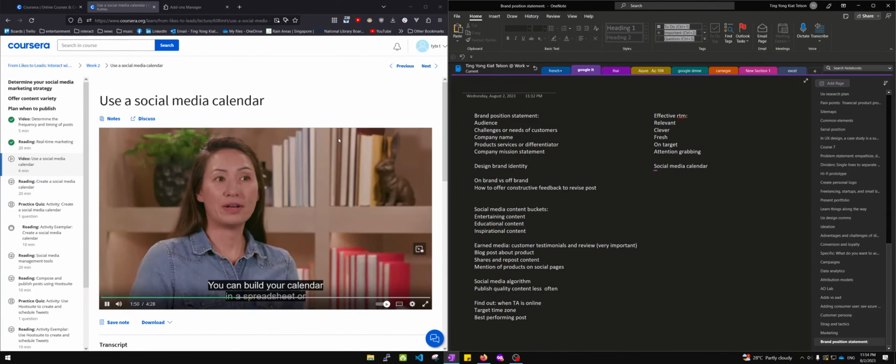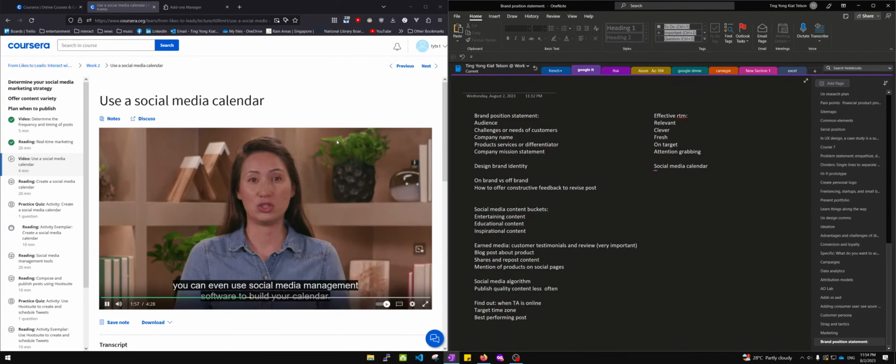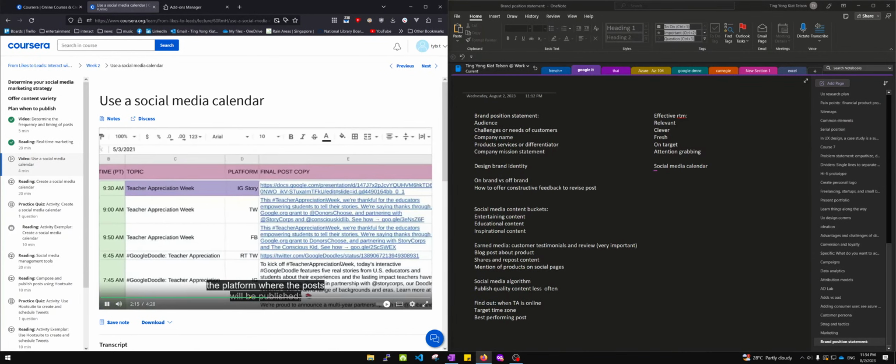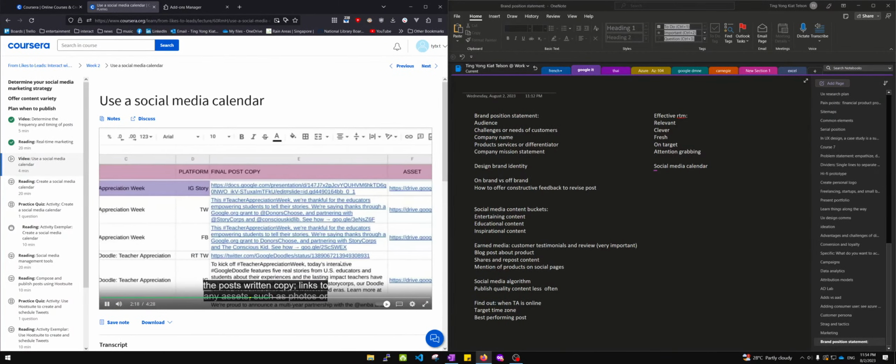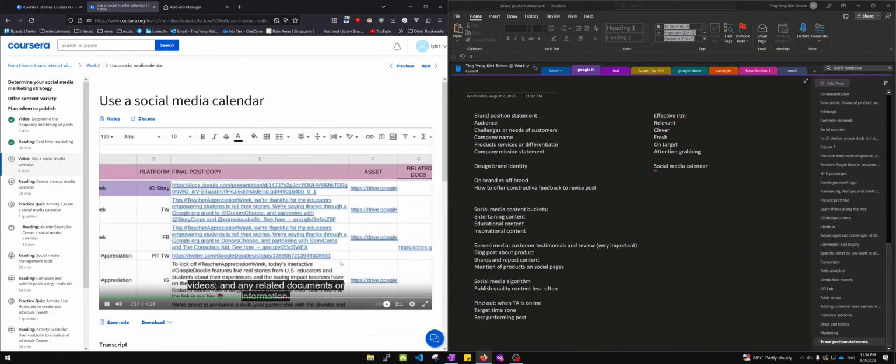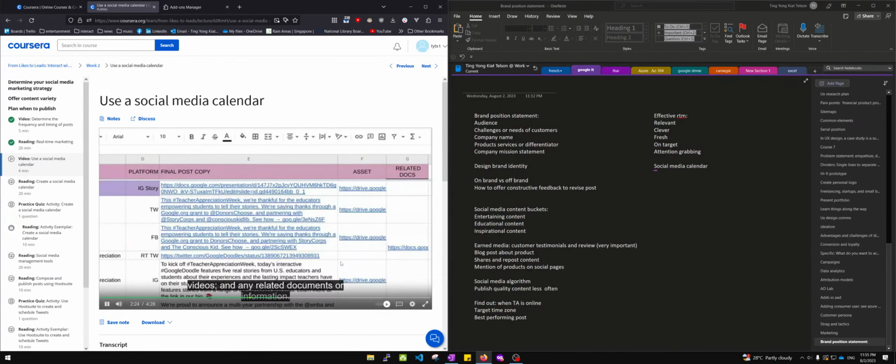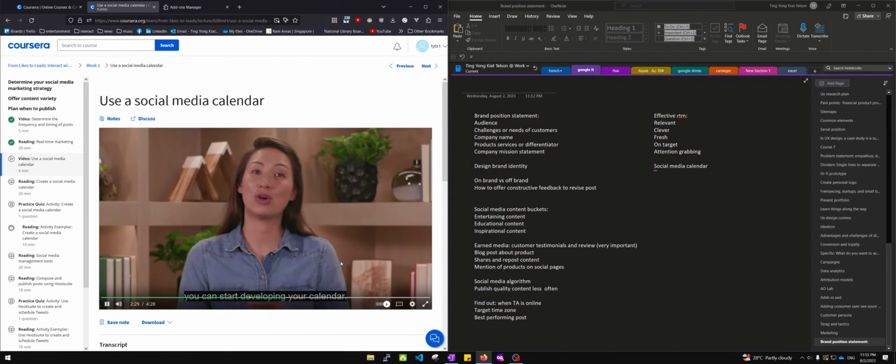You can build your calendar in a spreadsheet or even a table pasted in a document. You can start with a template. You can even use social media management software to build your calendar. Each entry in a social media calendar usually includes some combination of these elements: the date and time the post will be going live, the topic of the posts, the platform where the posts will be published, the post's written copy, links to any assets such as photos or videos, and any related documents or information. Once you've chosen a format, template, or tool, you can start developing your calendar.